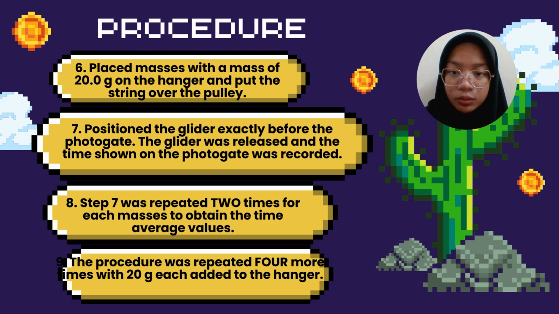The glider was positioned exactly before the photo gate. The glider was released and the time shown on the photo gate was recorded. Step 7 was repeated 2 times for each mass to obtain the average time values. Lastly, the procedure was repeated 4 more times with 20 grams each added to the hanger.